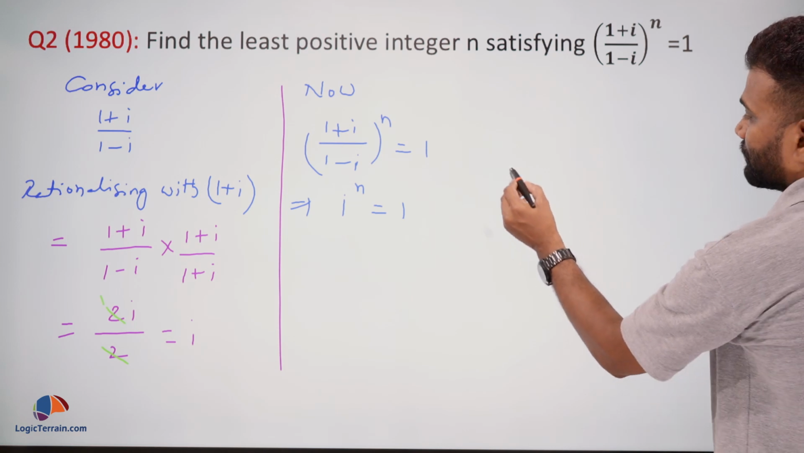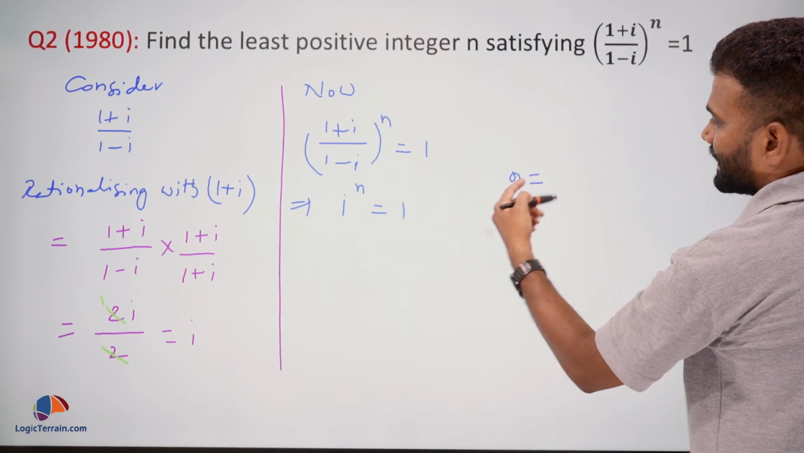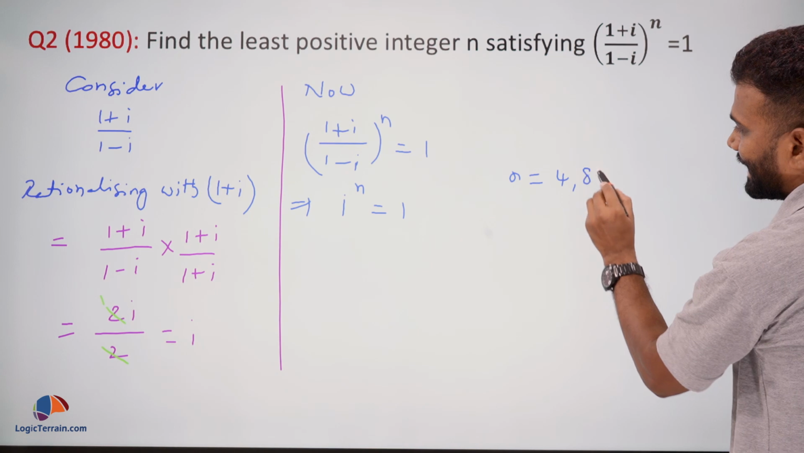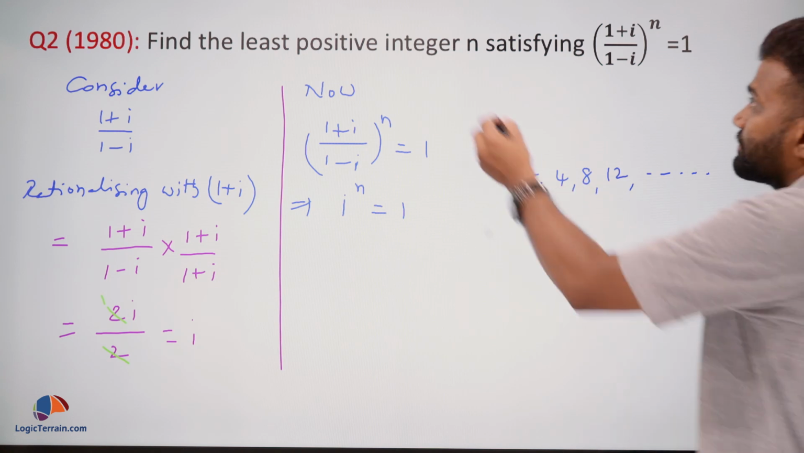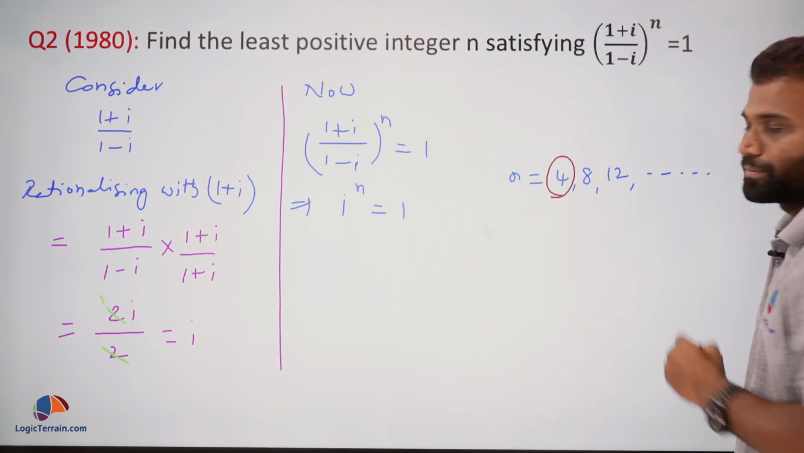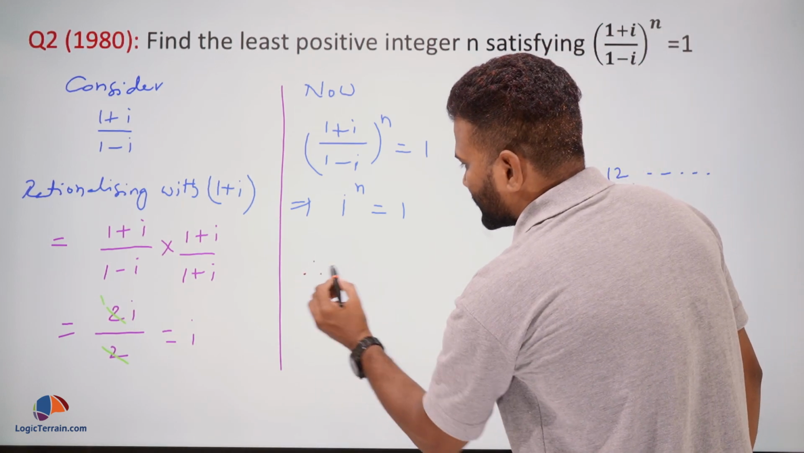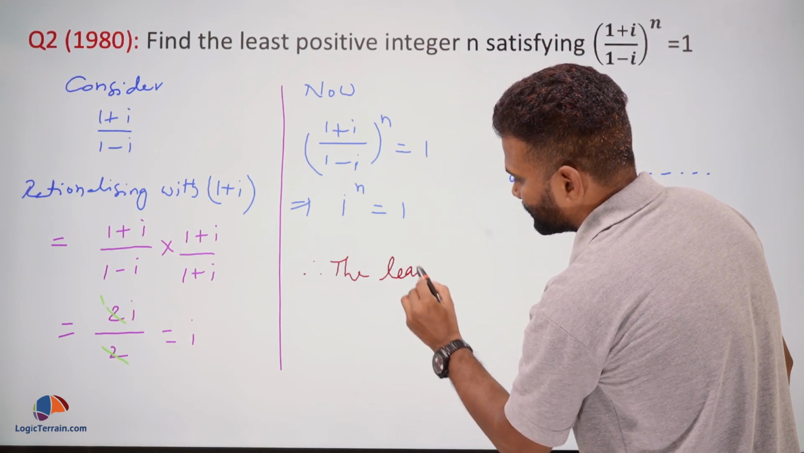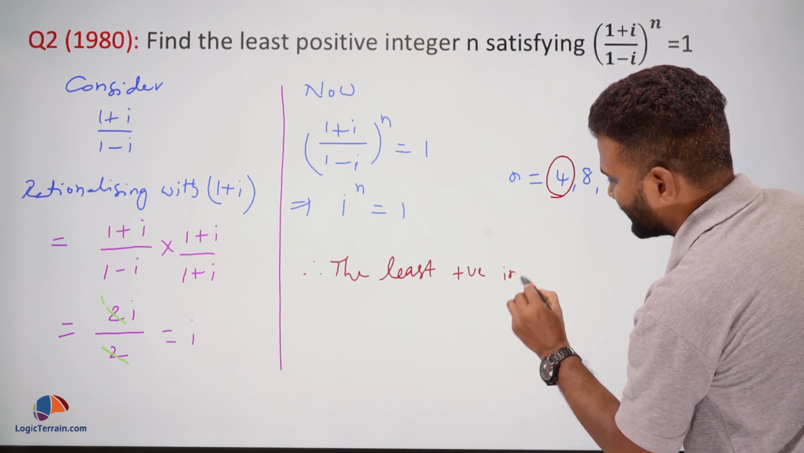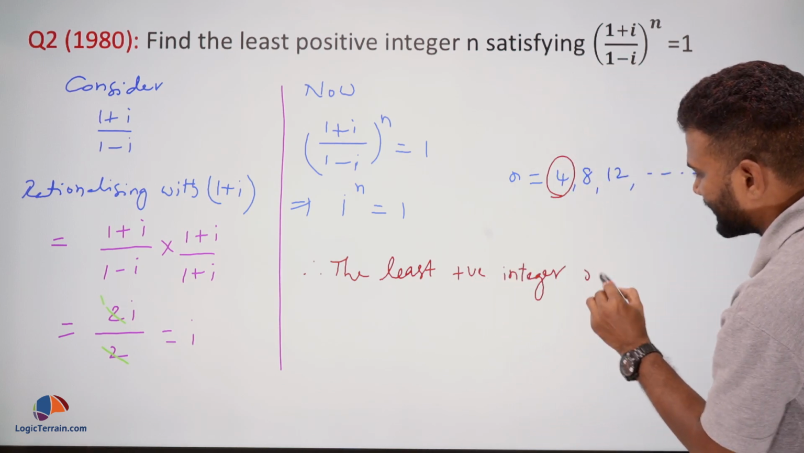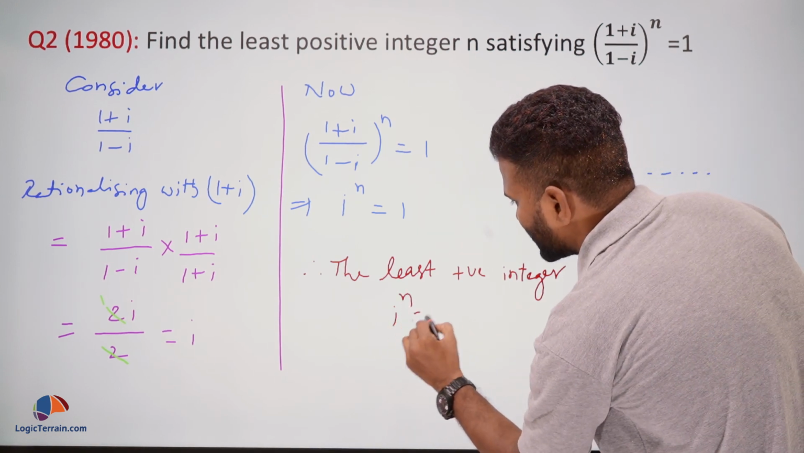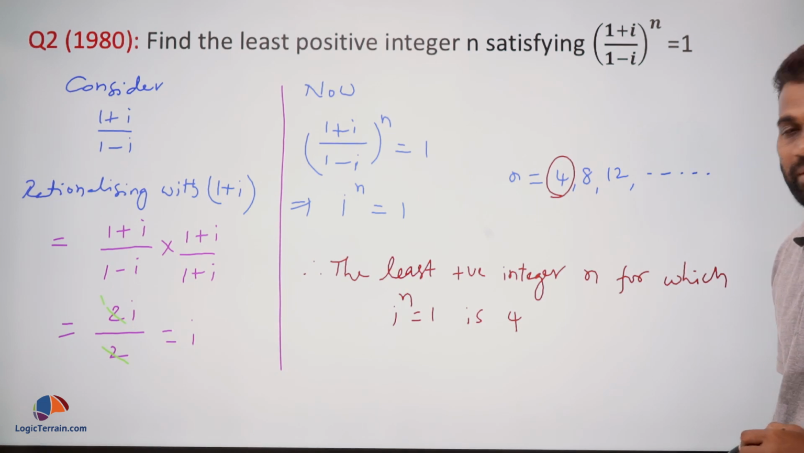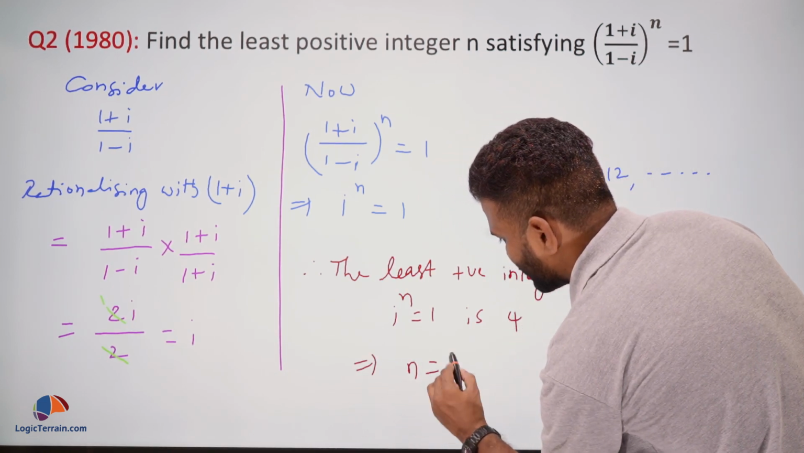We know that for i power, n equal to 4, 8, 12 and so on, we will get i power n becomes 1. So in this, the least value is 4. Therefore the least positive integer n for which i power n is equal to 1 is 4. So that implies n is equal to 4.